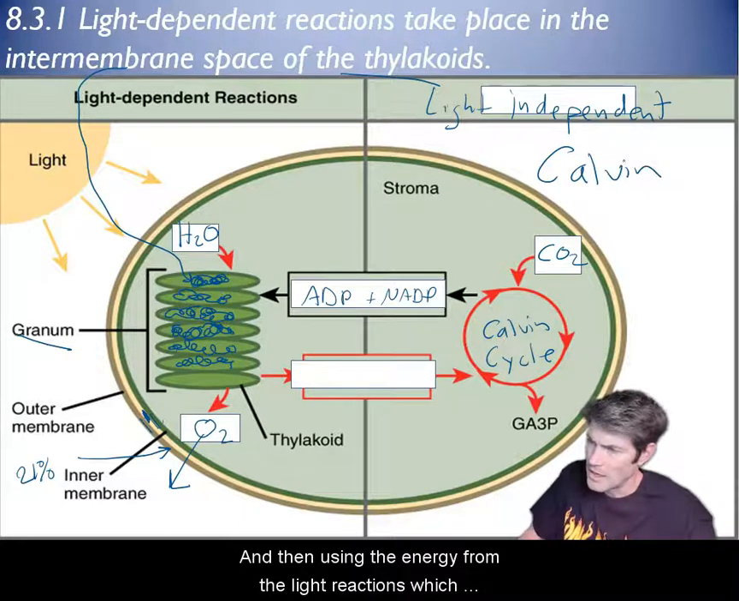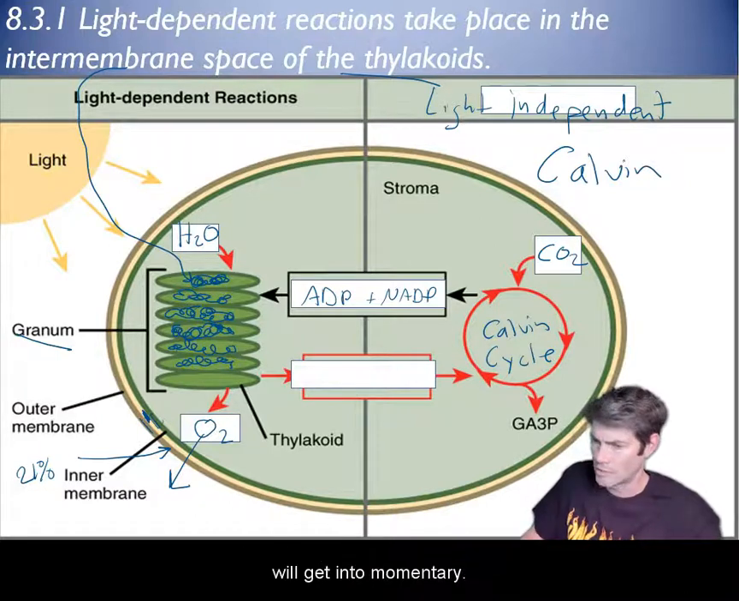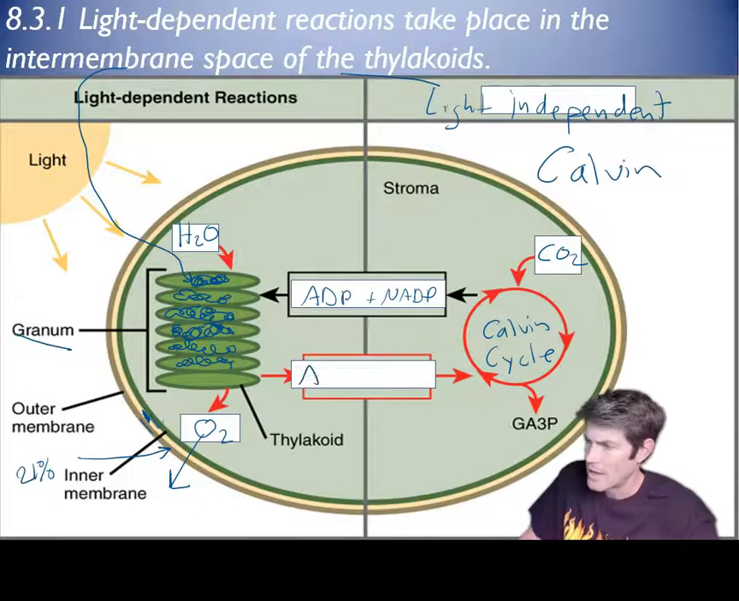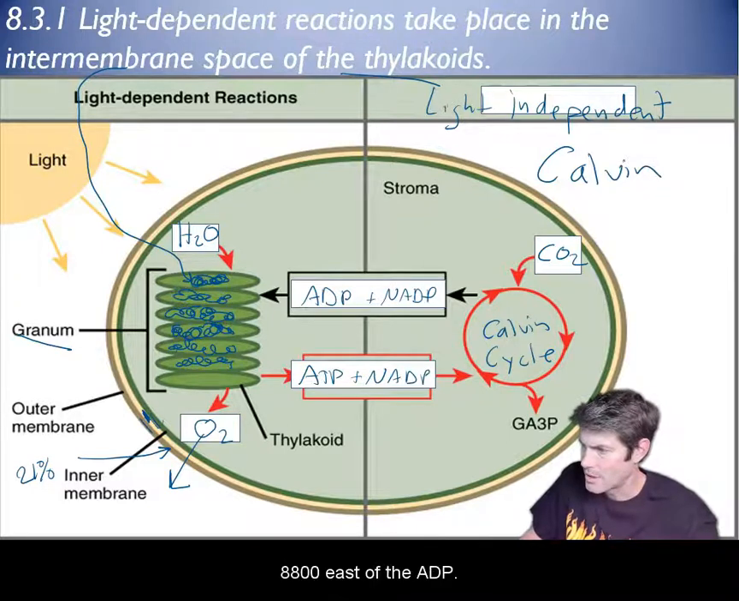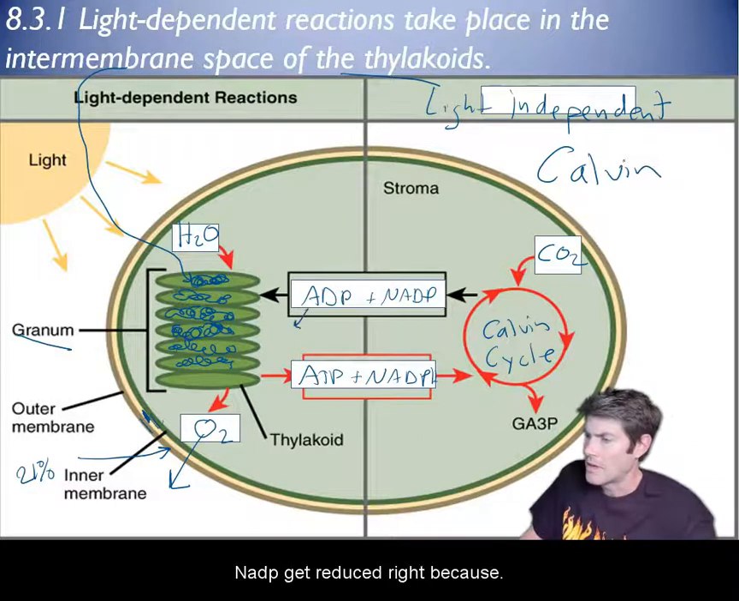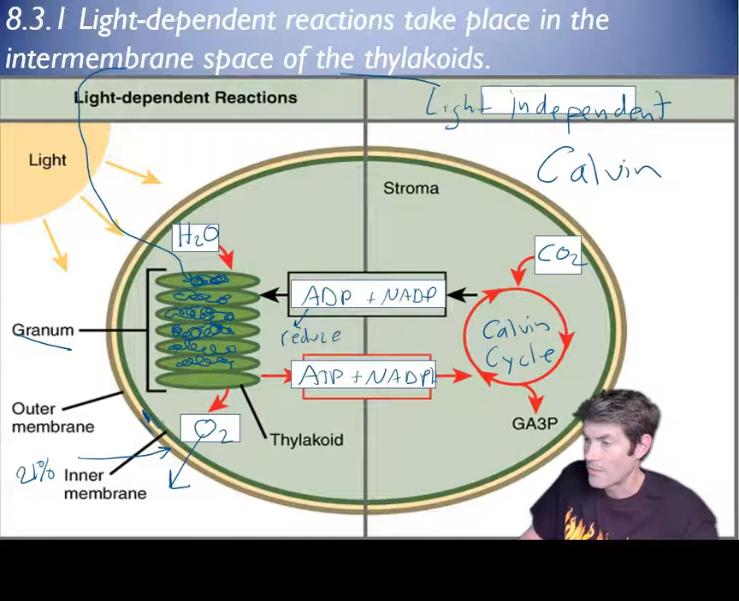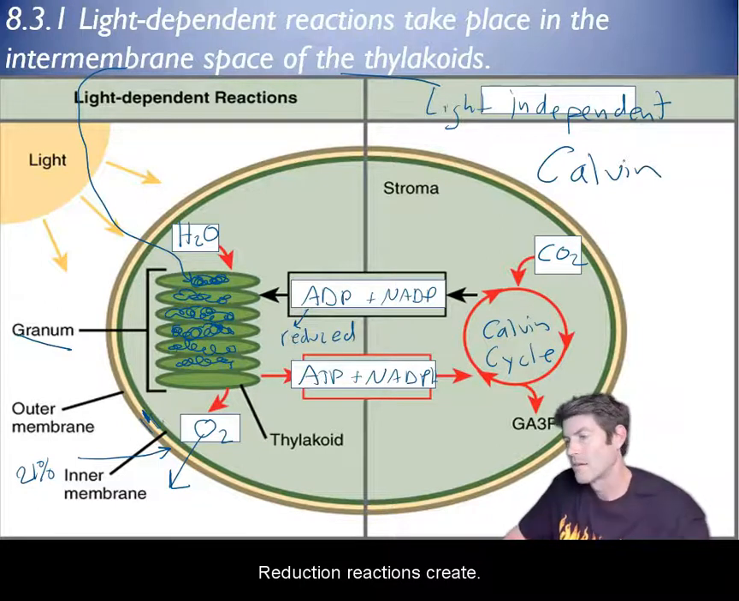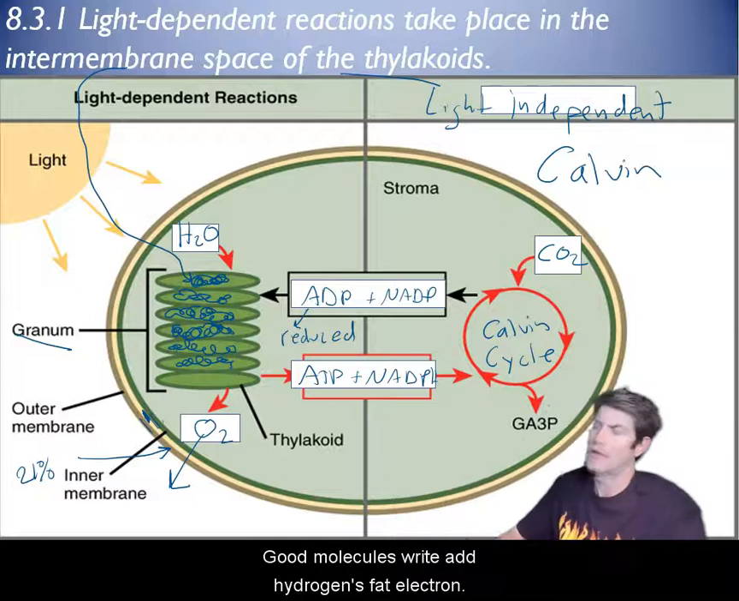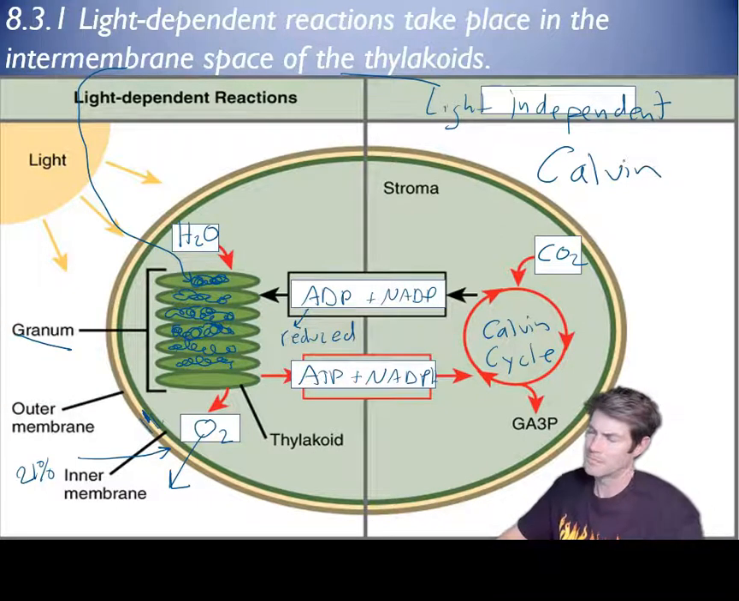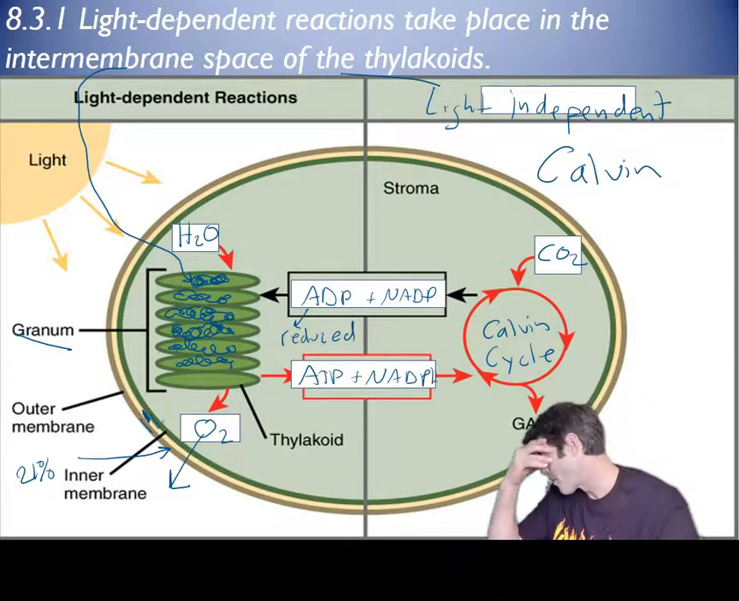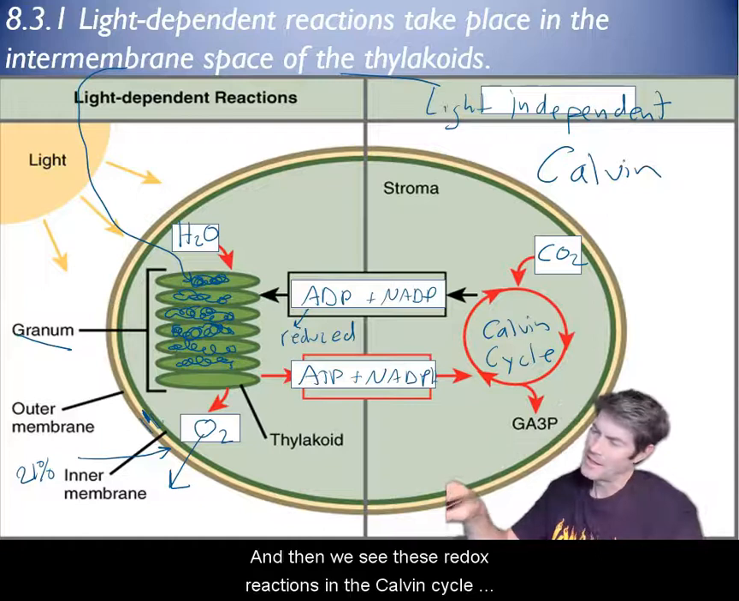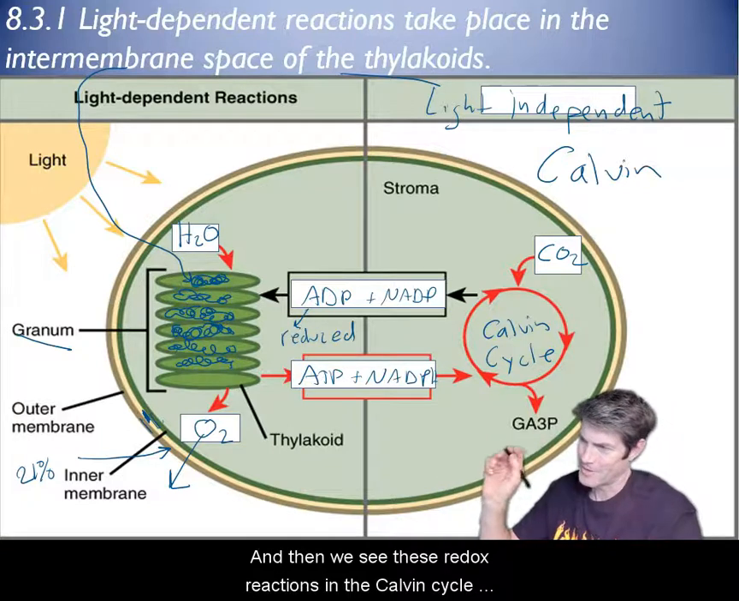And then using the energy from the light reactions, which we'll get into momentarily, ATP is created in another molecule called NADPH. Remember, the ADP and the NADP get reduced, right? Because reduction reactions build molecules, add hydrogens, add electrons. And that's what we see here, which means there are some molecules that got oxidized. And then we see these redox reactions in the Calvin cycle as well.